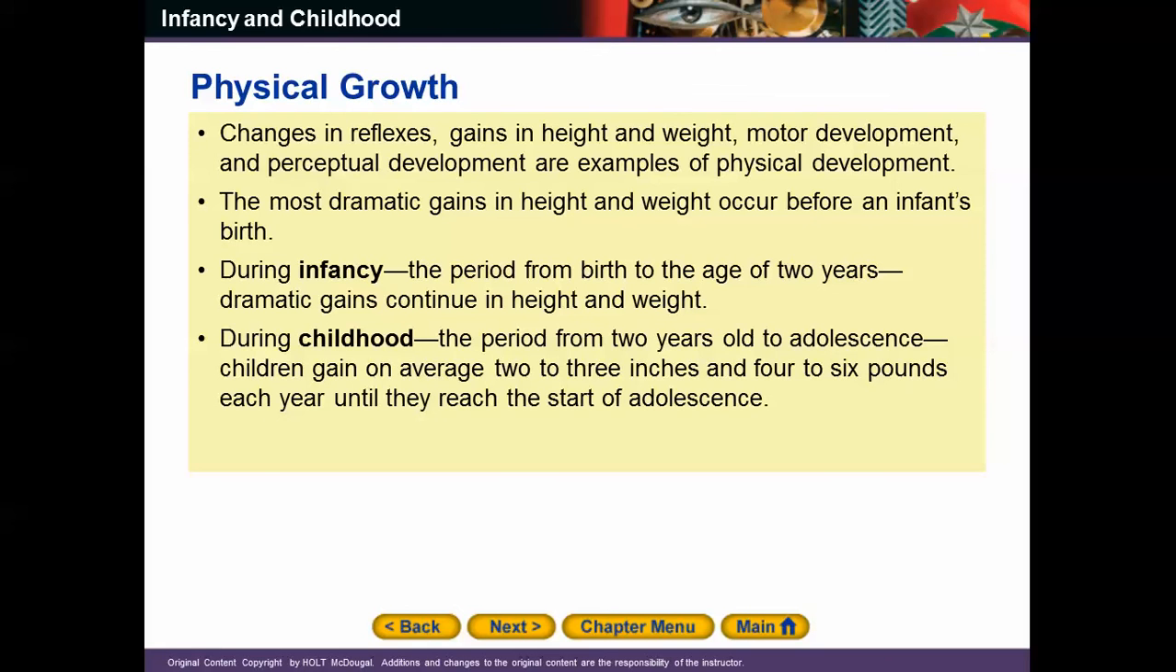So infancy is the period from birth to 2 years old, and these are dramatic gains. Childhood is the period from 2 years old to adolescence, and children gain an average of 2 to 3 inches and 4 to 6 pounds each year until they start adolescence or puberty.